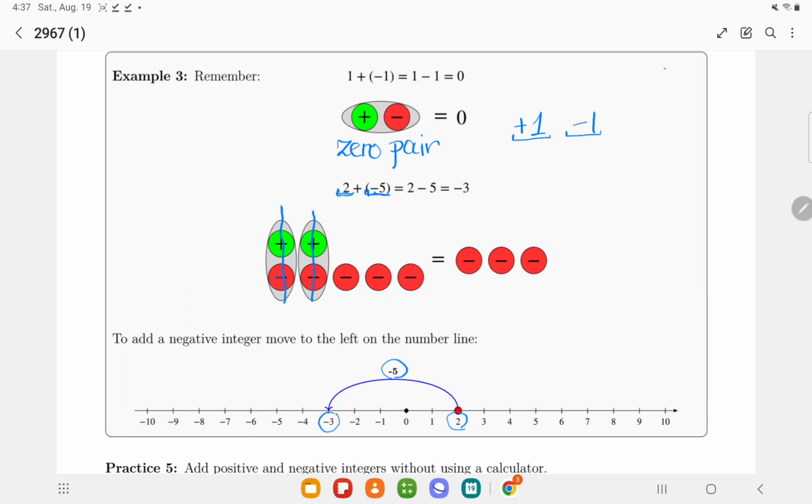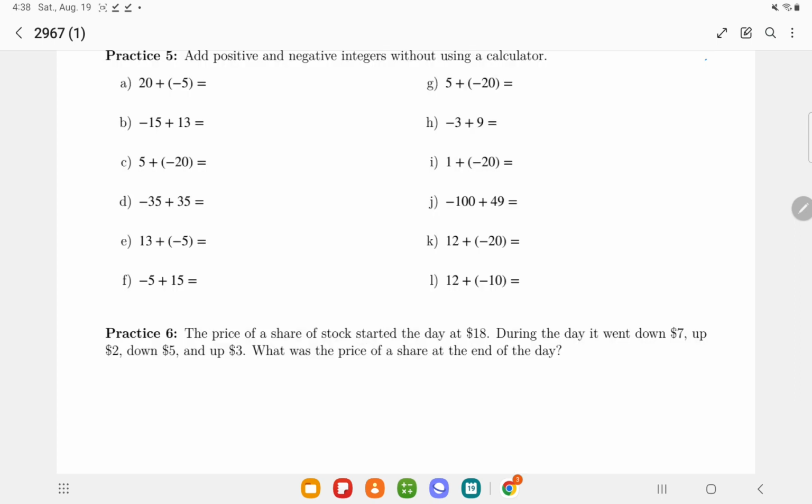You will soon see that adding a negative and subtracting a positive will give you the same result. Let's practice. We have 20 positive and -5, so we have more pluses than minuses. 20 minus 5 is +15.